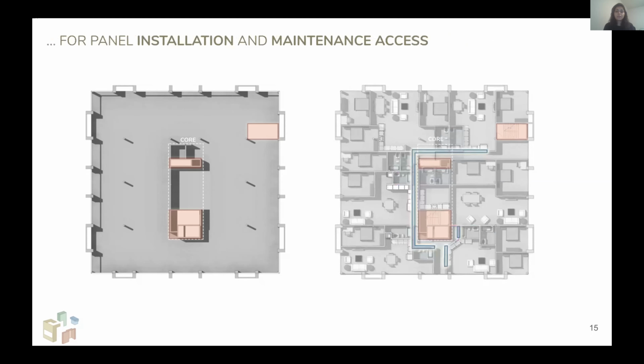Next, we wanted to simplify the panel installation and future maintenance access. So each housing unit would have one set of kitchen and bathroom wall panels located adjacent to the double-loaded corridor. We are sizing these panels to make sure that they can fit within any standard elevator shaft and also can be installed by just 1 to 2 laborers.